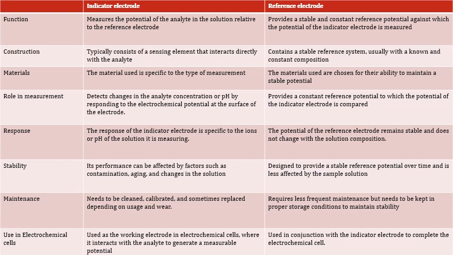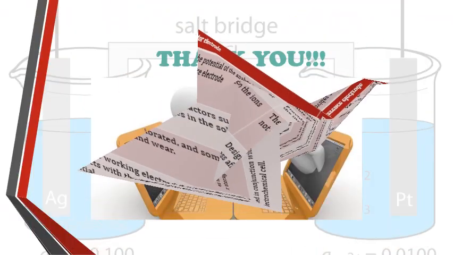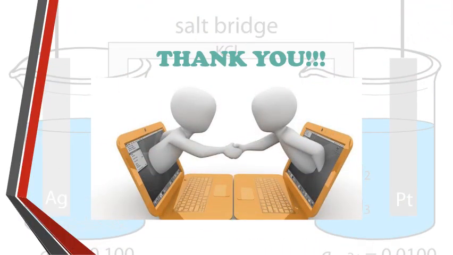In summary, the indicator electrode measures the potential related to the analyte and provides information on the concentration or activity of the species of interest, while the reference electrode provides a stable and known reference potential against which the potential of the indicator electrode is measured, ensuring accurate and constant measurement. From the explanation, I hope you understand potentiometry.